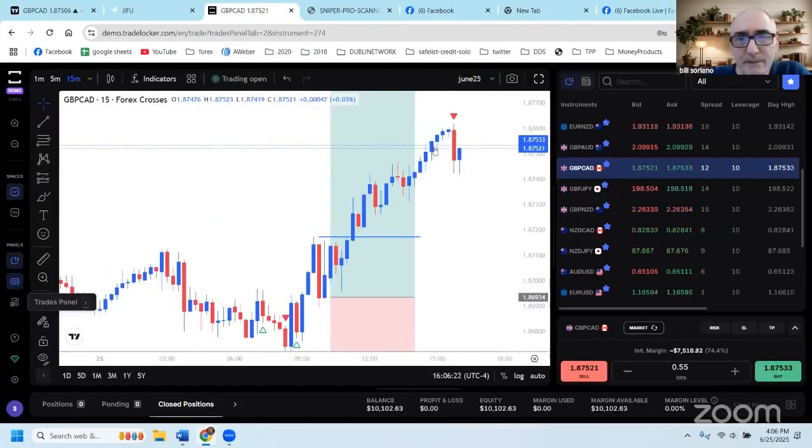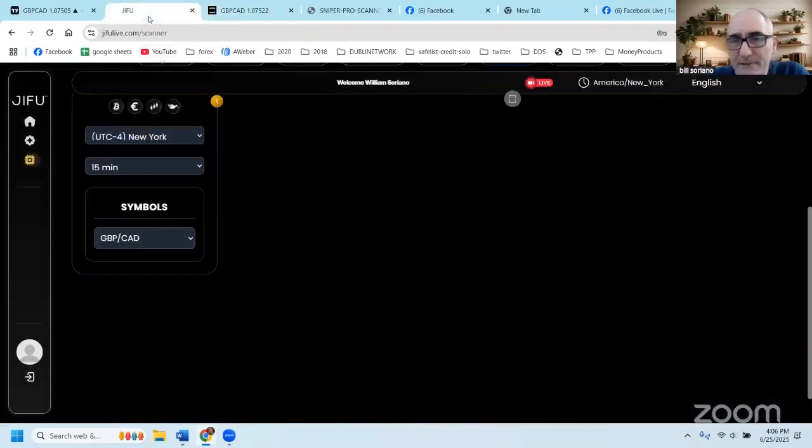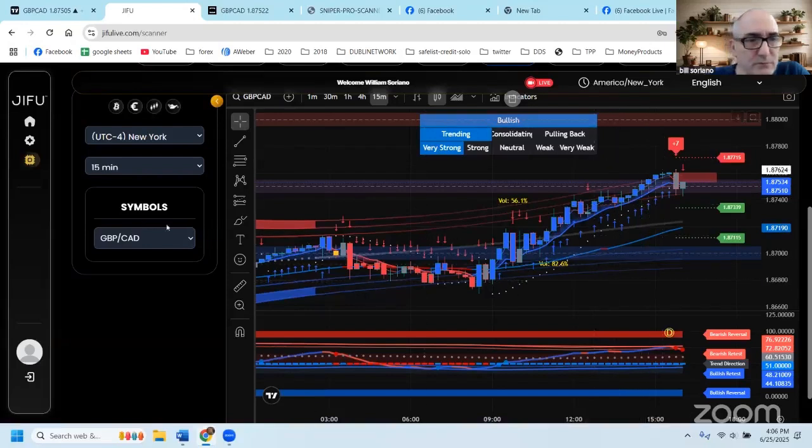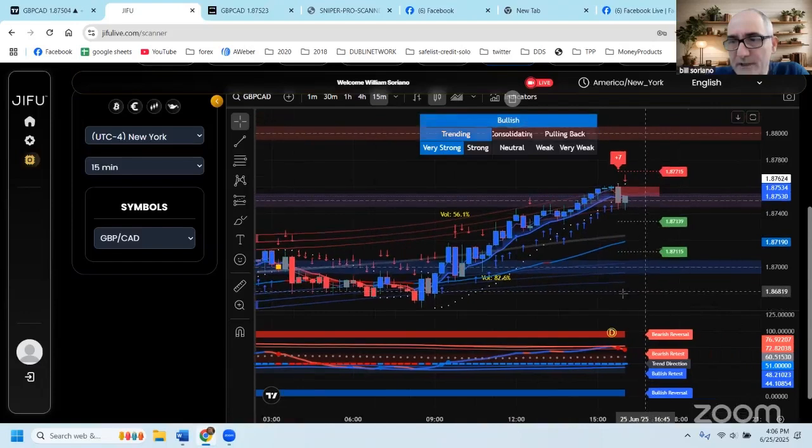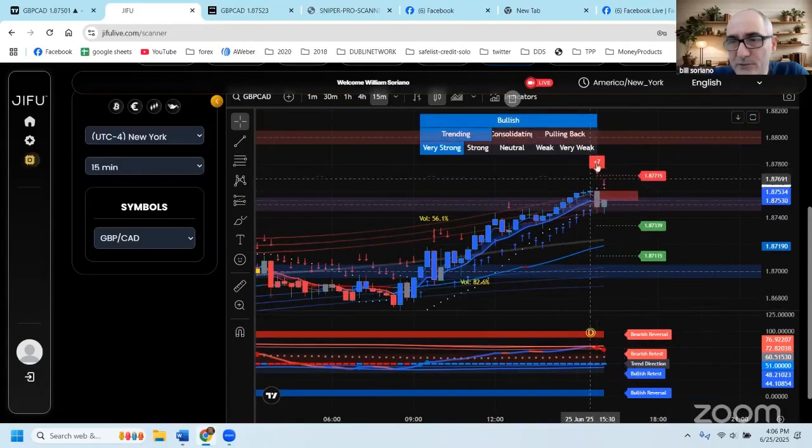And you could see here the price is now coming back. What happened is, if you look at the JIFU scanner here, GBPCAD, the Sniper Pro Scanner, you see that on this candle here, we do get a scorecard candle going the opposite way, okay? Now the candle itself ends up being a gray candle, which kind of isn't a great sign telling you the price is going to reverse.